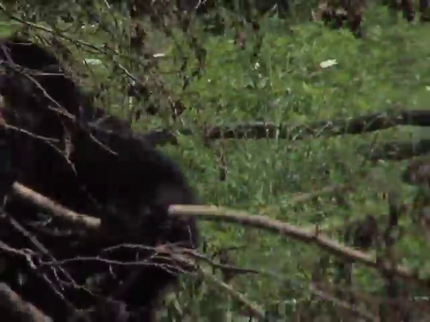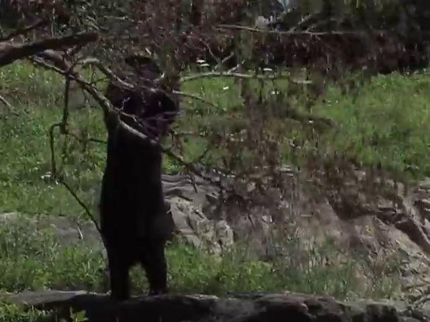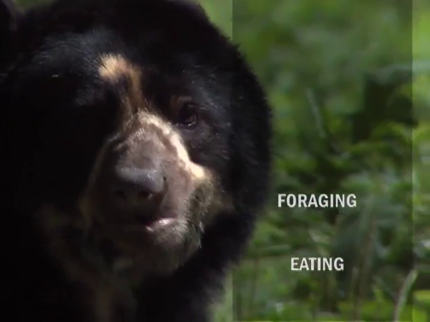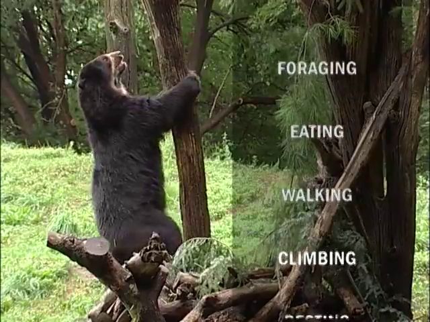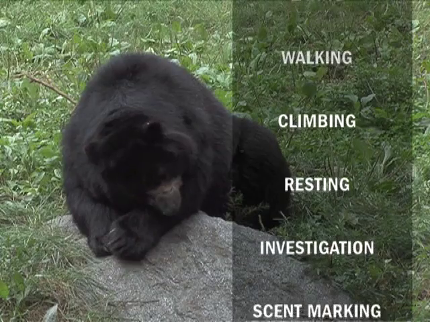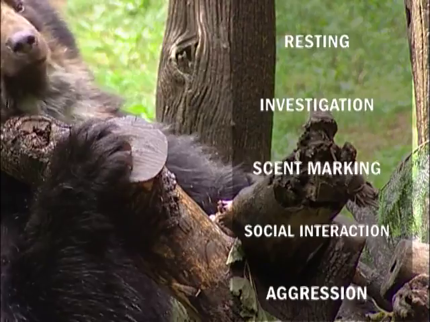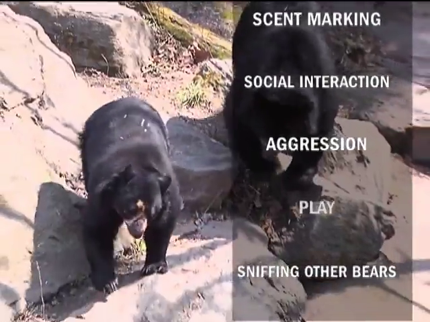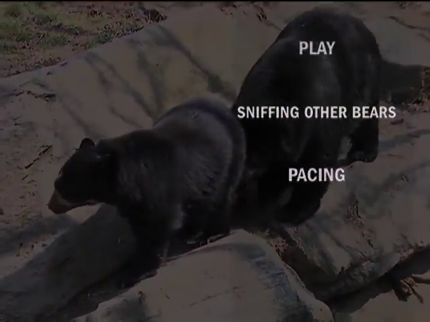Because you're interested in their activity budget, your initial ethogram for spectacled bears should be an exhaustive list of the behaviors that fill their time, such as foraging or looking for food, eating what they find, walking around their enclosures, climbing trees or structures, resting or sleeping, investigating the environment, scent marking, social interactions such as aggression, play, and sniffing other bears, and stereotyped or repetitive pacing.